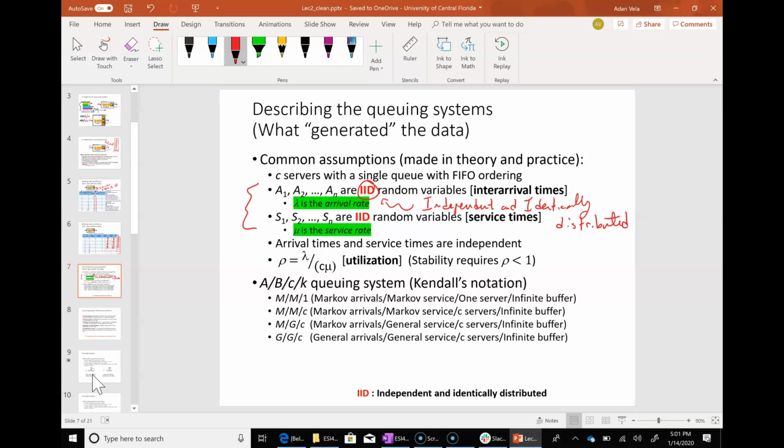A good example is, generally, the longer in the day somebody is working, typically, the slower they work. So this is the IID assumption.